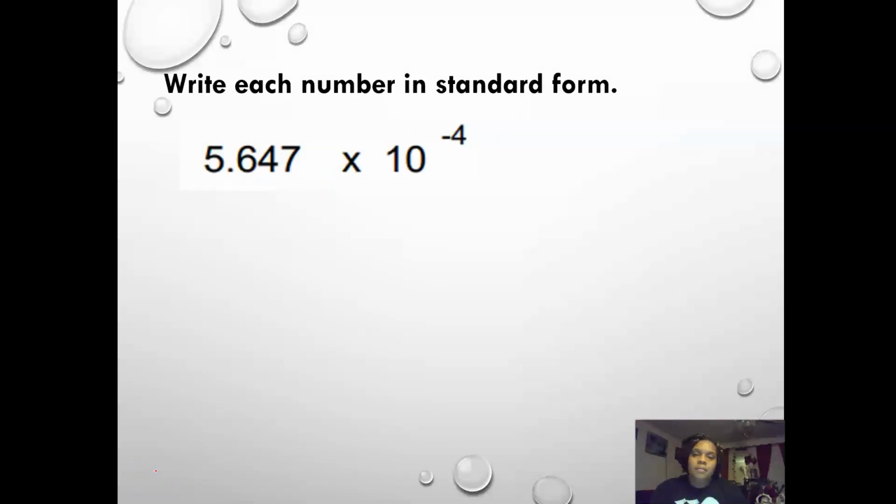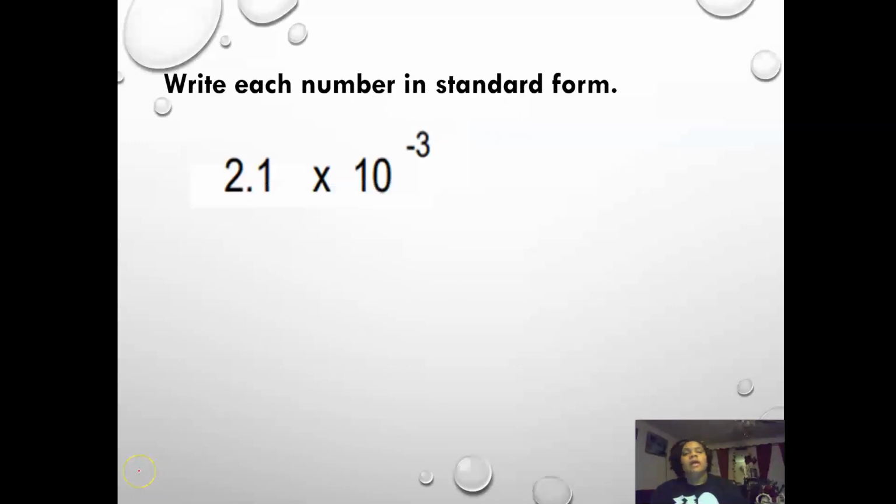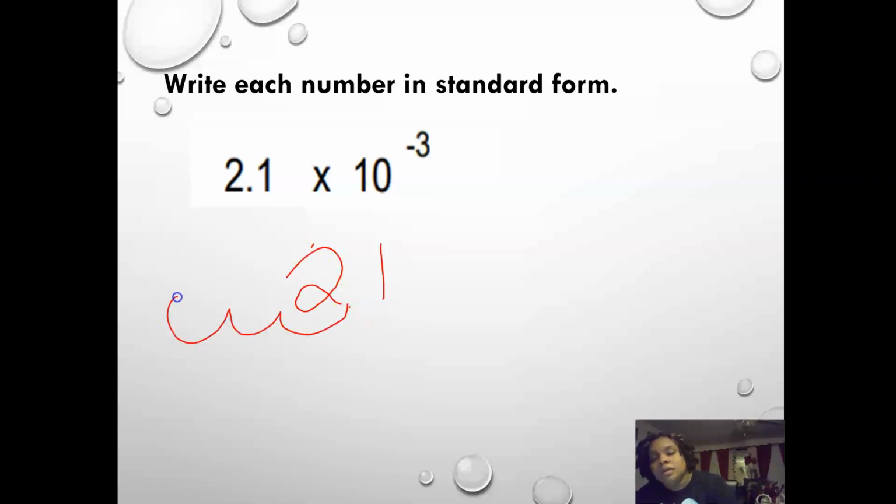Okay. Write each number in standard form. So 2.1 times 10 to the negative third power. What does that mean? Well, 10 to the negative third power lets you know that the number will be smaller, and because it's negative, it will go to the left. So here you will say 2.1, and then you'll move this 3 times to the left. 1, 2, 3. So we'll make that 0.0021. Okay?